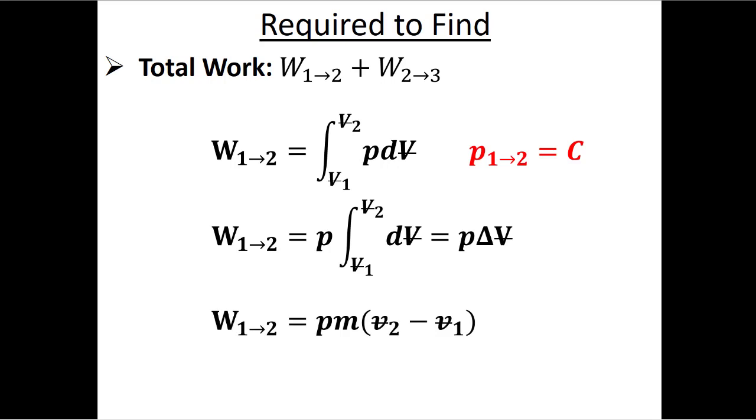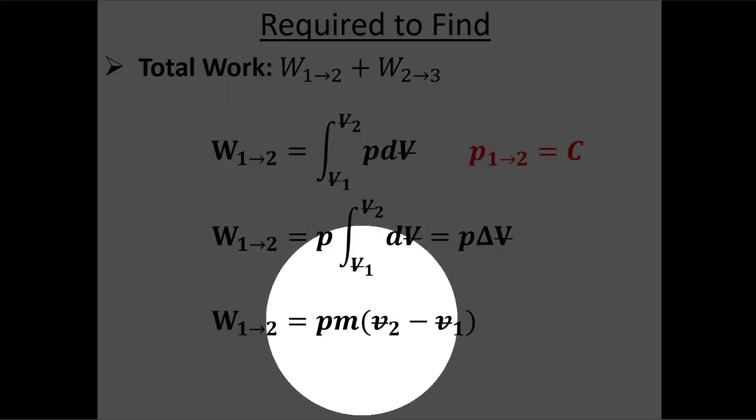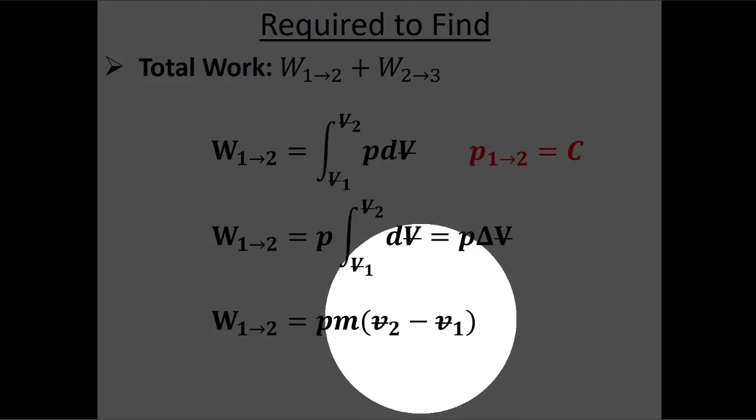But I don't really have the volumes because I don't know the volume at state 1. So I'm going to change this. I'm going to divide that big V term by m to get little v's, so a delta specific volume. But to do that, I have to take the m out. So now for work, I have pressure times the mass of my system, which remains constant, multiplied by v2 minus v1.